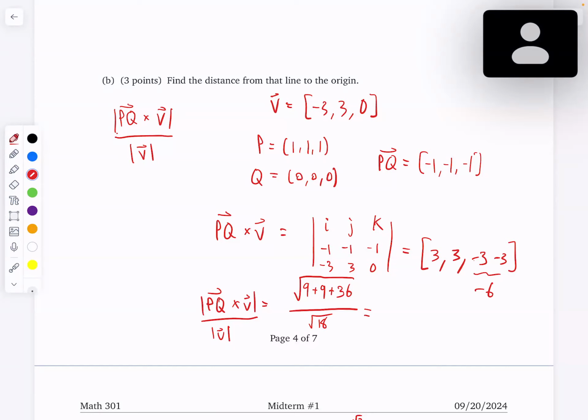So you get 18 plus 36, what, 54? Root 54 divided by root 18. I actually think that simplifies quite nicely, because 18 goes in there 3 times. So this equals root 3. So that's kind of nice.